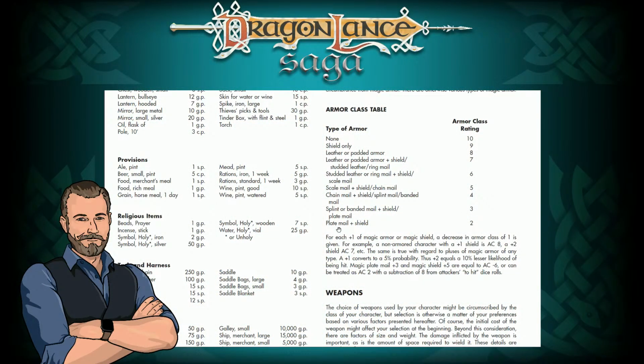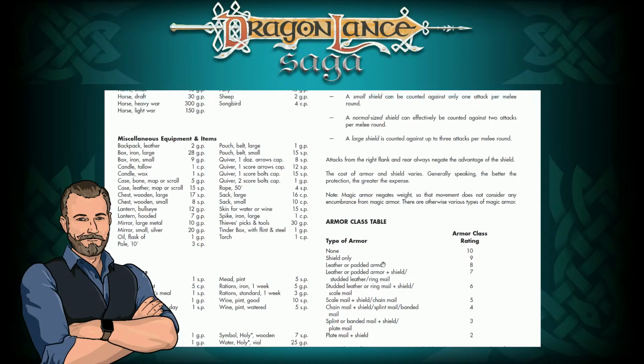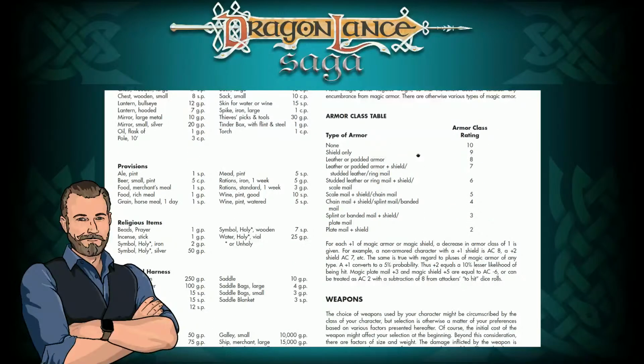I always tried to go with the greatest, like plate mail and shield, but unless it was a surprise or sneak attack, I don't remember even once removing the bonus of a shield, and certainly not, as they're suggesting here, with the amount of attacks per melee round that the shield could negate or count against. Did you guys do that? I guess it depends on how rules lawyery you want to be during your game session.